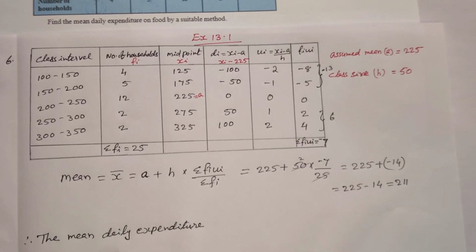So we can write here the mean daily expenditure is equal to rupees 211.